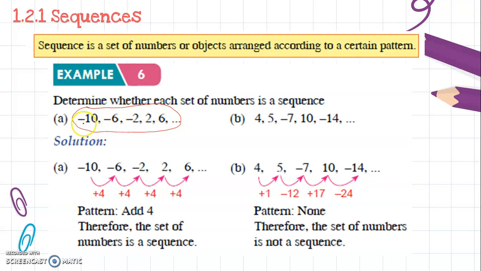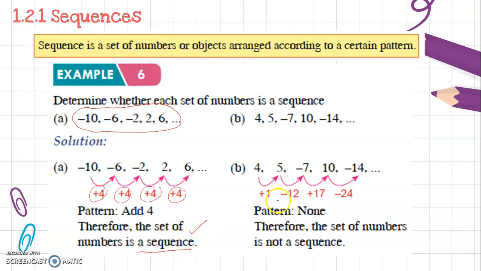If you look at here, -10, -6, -2, 2 and 6, you identify the pattern involved. The pattern involved is add 4. You add 4: -10 plus 4 you get -6, -6 plus 4 you get -2, and so on. Since you can see there is a pattern involved for these numbers, this is what we call a sequence.